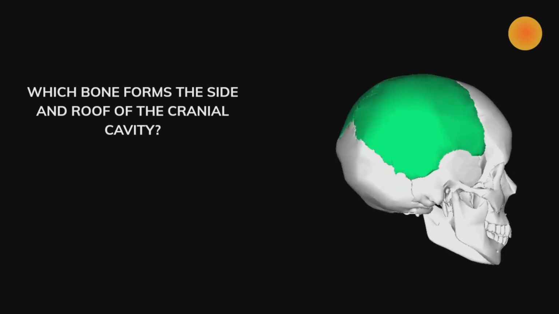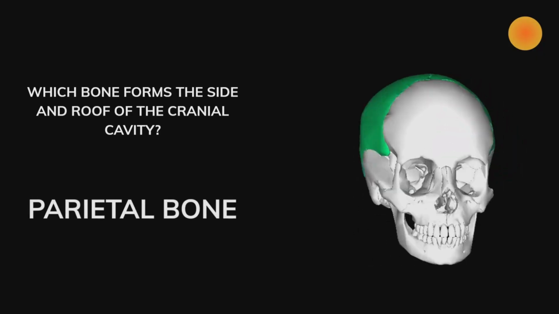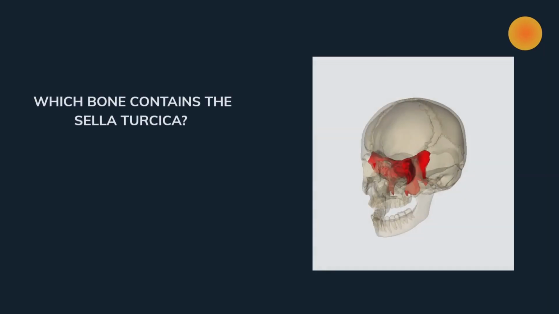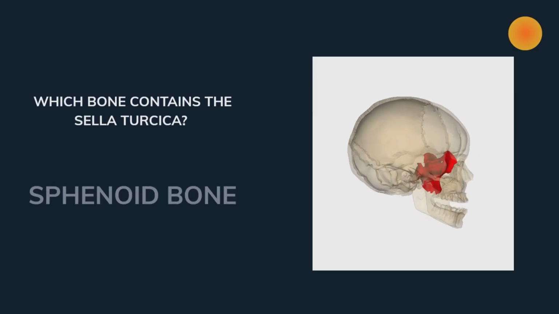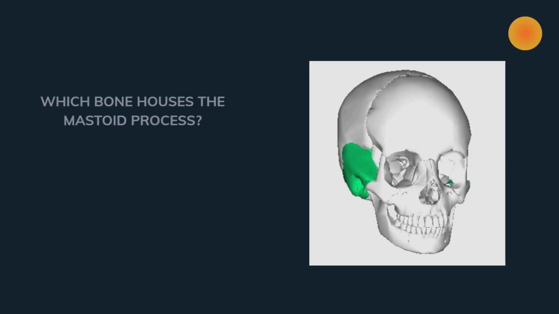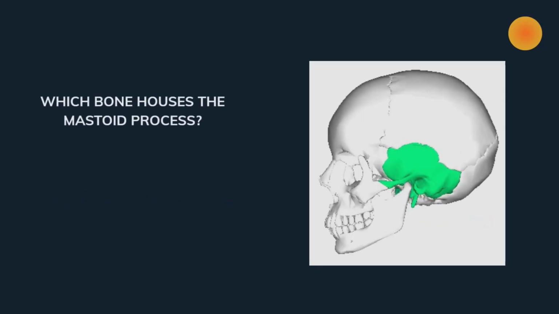Which bone forms the side and roof of the cranial cavity? Parietal bone. Which bone contains the sella turcica? Sphenoid bone. Which bone houses the mastoid process? Temporal bone.